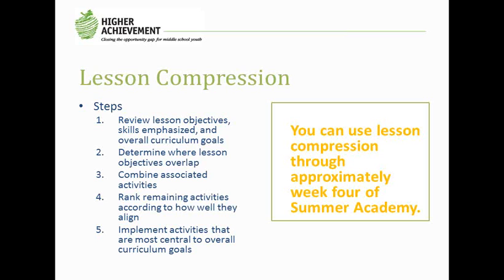So if you find yourself falling a little behind, your pacing's a little bit off, you'll want to review lesson objectives, skills emphasized, and overall curriculum goals for the 2 to 3 lessons that you think you might be able to compress into 1, and determine where the lesson objectives overlap. Where there's that overlap, you're going to combine the associated activities and rank any remaining activities according to how well they align with what you're going to be doing in class that day. And then you will implement the activities that are most central to your overall curriculum goals.